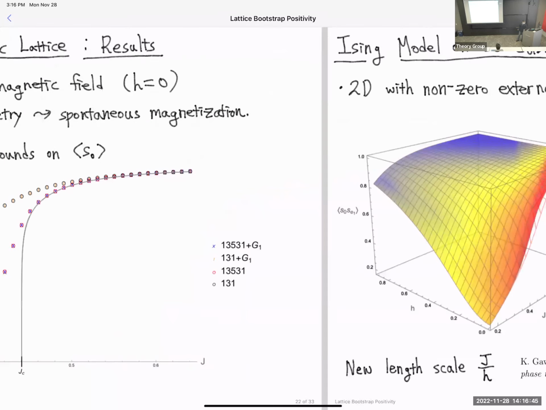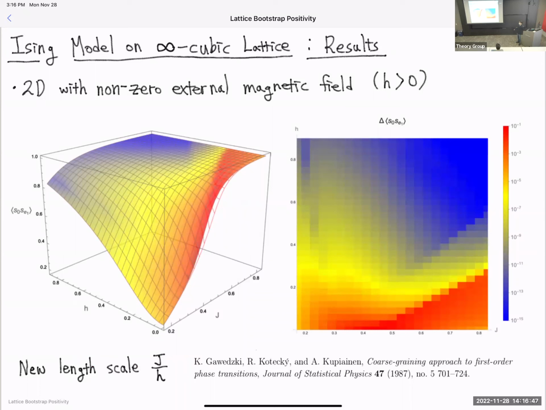Good. So now let's move on to the case where we don't know the exact answer. This is for the case of non-zero magnetic field. In this case, we don't know the exact answer. So here I am plotting the upper and lower bounds for the nearest neighbor spin correlator as a function of both J and H. The upper bound is this colored sheet, and the lower bound is given by this red grid, which is hardly visible.